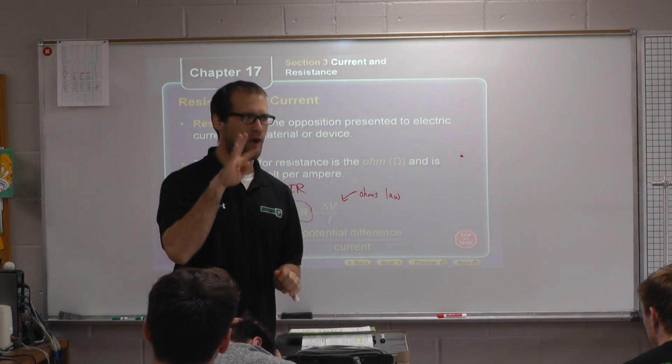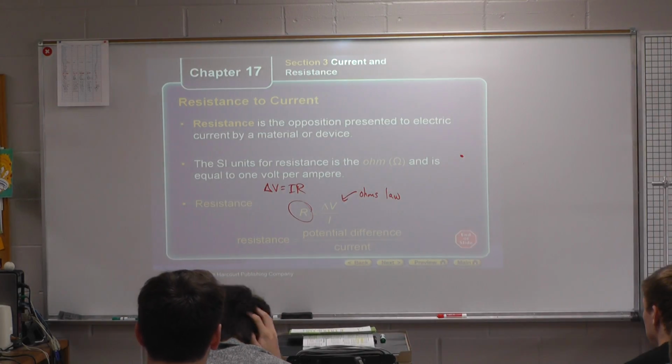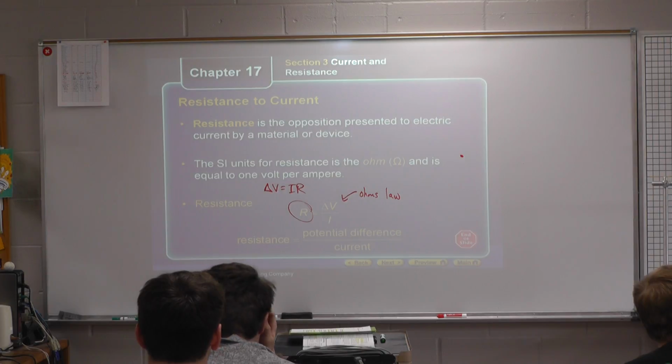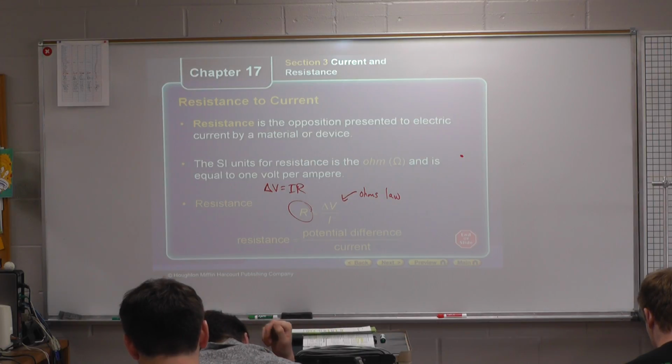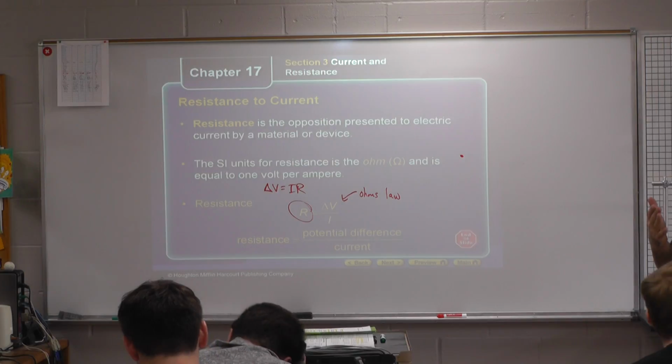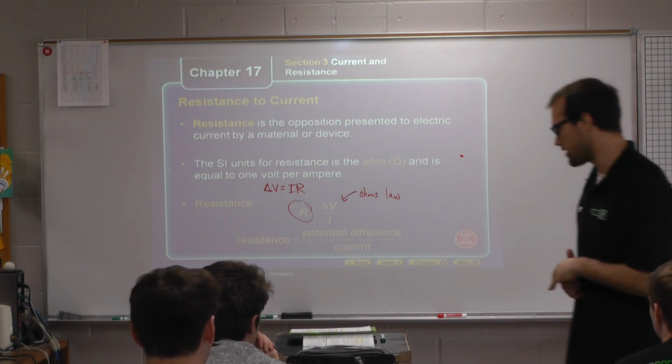Okay? And we're going to talk about 4 things today that affect resistance. Basically what resistance is, it is kind of what it sounds like. It resists current flow. Okay, or it resists electrons' ability to flow. All right? Sure, you can look at it that way.